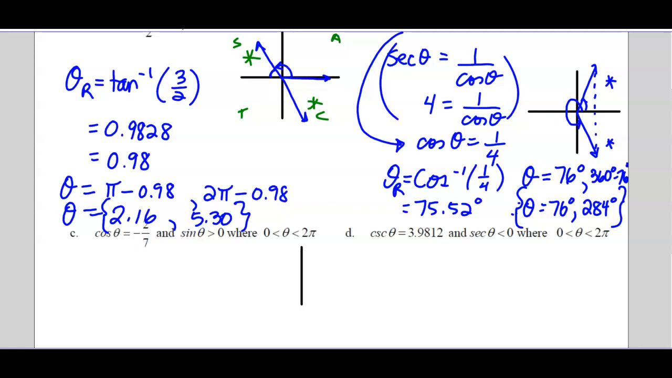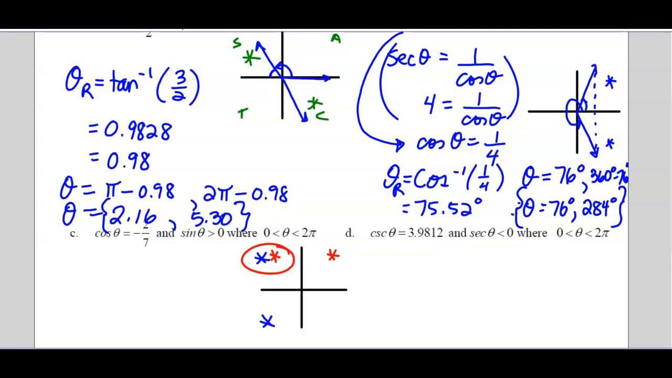So again, cos is negative. Where is it negative? It's negative in the second and third quadrants. And sine has to be positive. So then, where is sine positive? In the first and second. This one's the winner. Where it overlaps. So now I know I only have one answer.